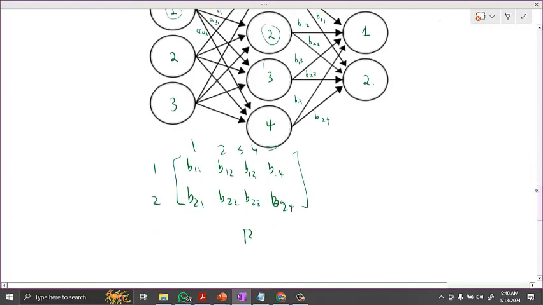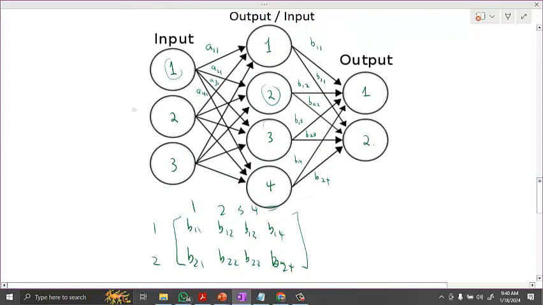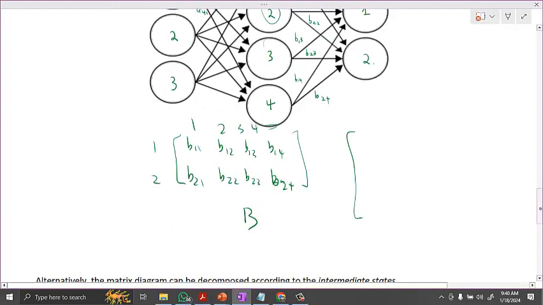And the matrix A is going to be similar. A has the number of intermediates as the number of rows, and the number of inputs as the number of columns. So I'll have it like this: A11, A12, A13, A21, A22, A23, A31, A32, A33, A41, A42, A43.